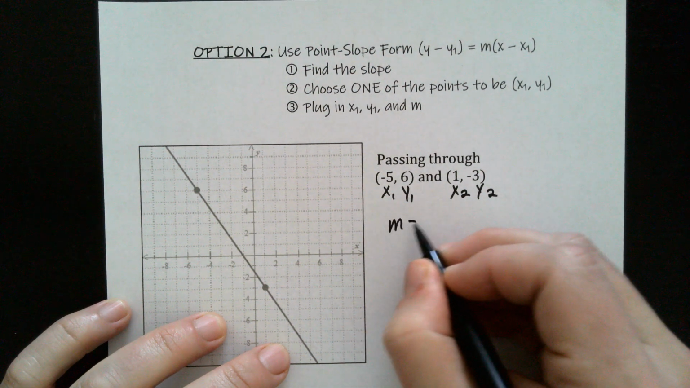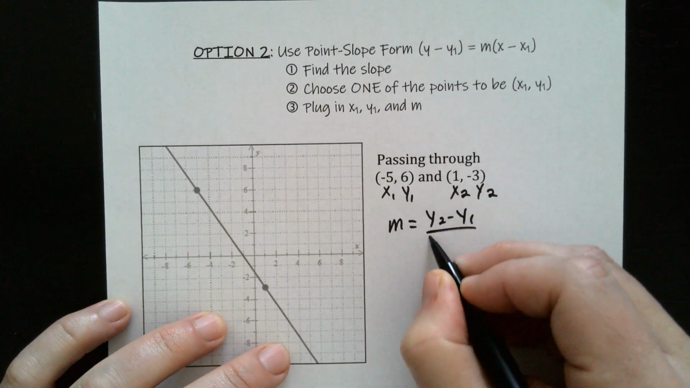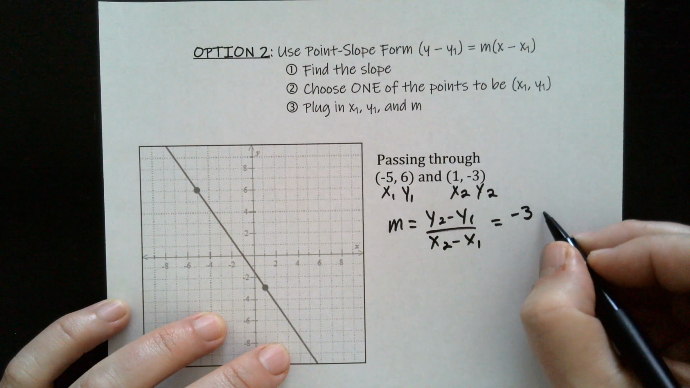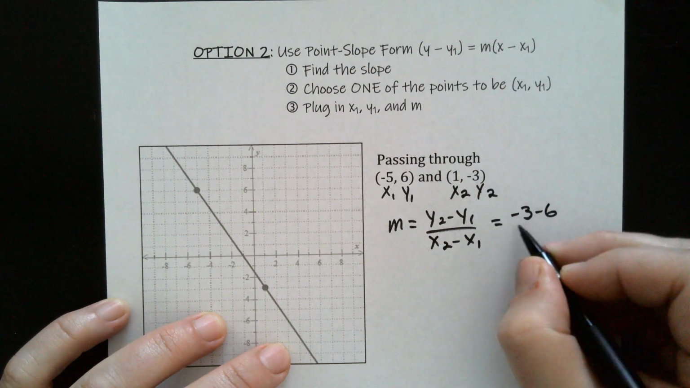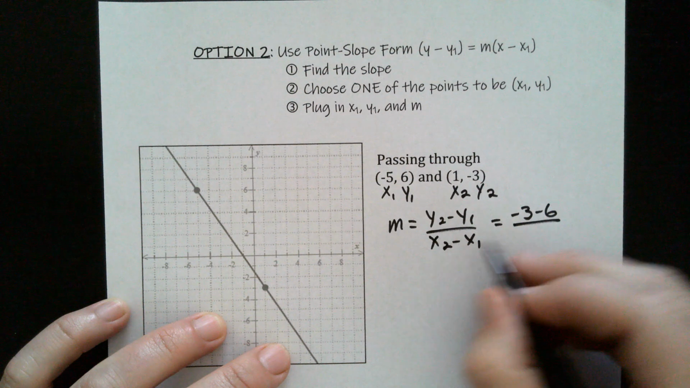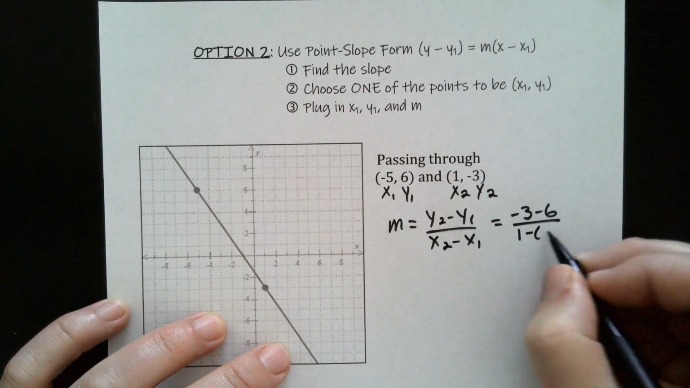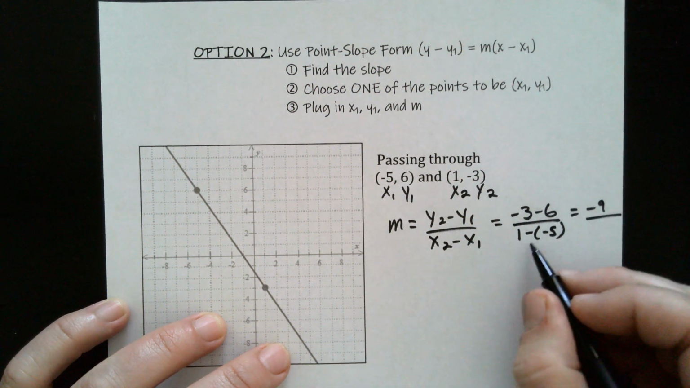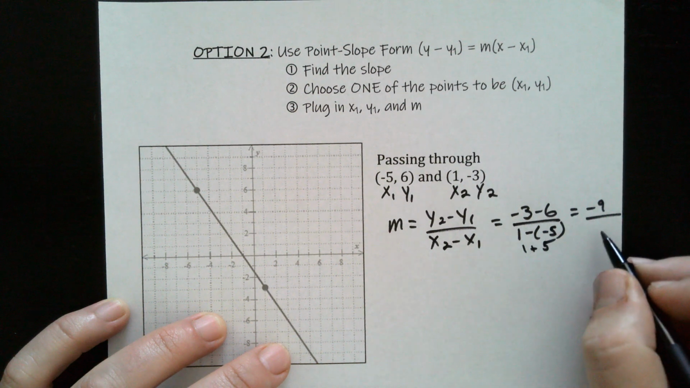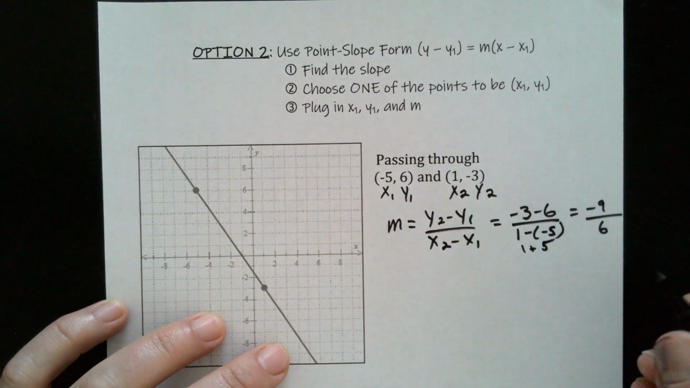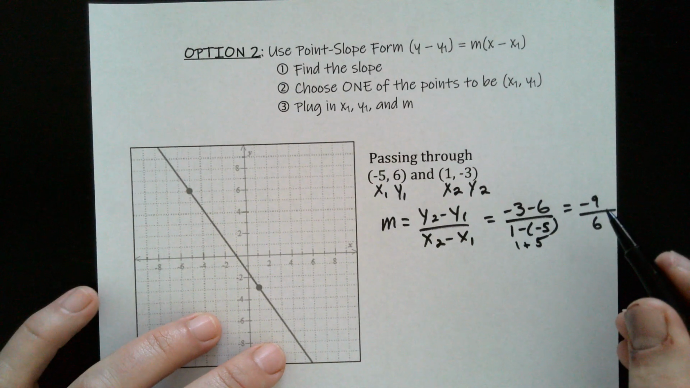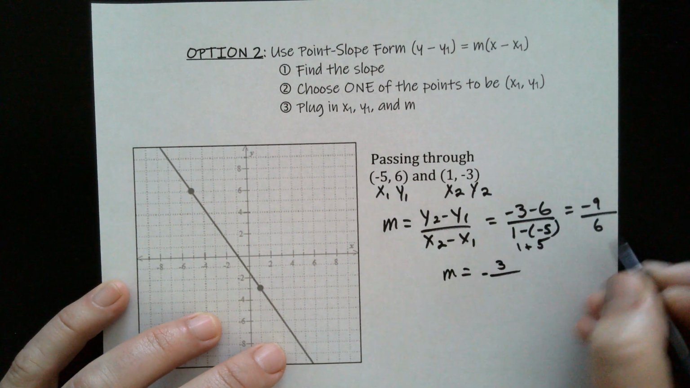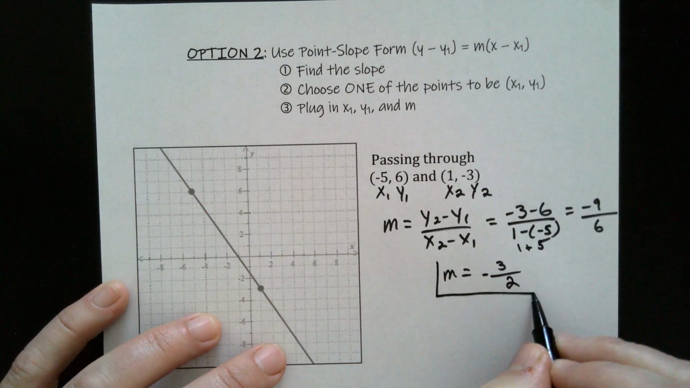Let's find our slope. m is equal to y2 minus y1 over x2 minus x1. So that is negative 3 minus 6. And then on bottom we get 1 minus negative 5. Okay, so on top we get a negative 9. On bottom, this becomes 1 plus 5, right? So on bottom we get a 6. And let's see, that can be reduced. Divide by 3 on top and bottom, right? So m is equal to negative, let's see, divide by 3, that would be 3. Divide by 3, that'd be 2. So negative 3 over 2 is our slope.